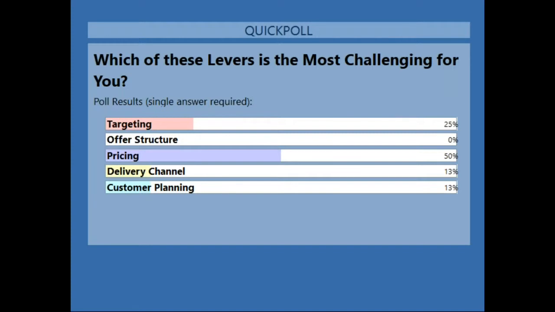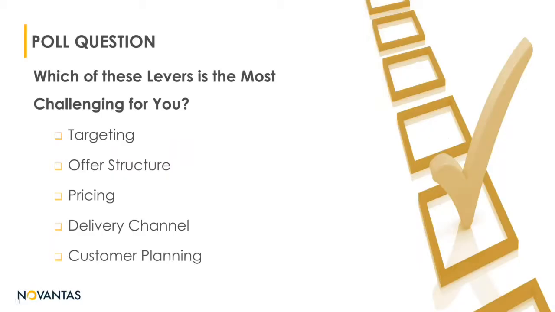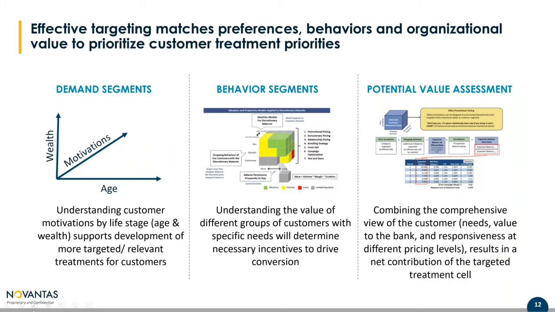Well, here's what the poll comes up with. It's 25% for targeting, 0 for offer structure, 50% for pricing, and 13% for delivery channel and customer planning. So I'm going to close the poll and send this back to you guys. It's actually quite interesting results.